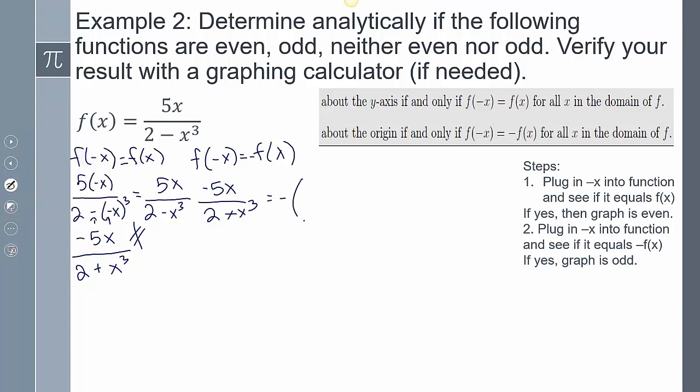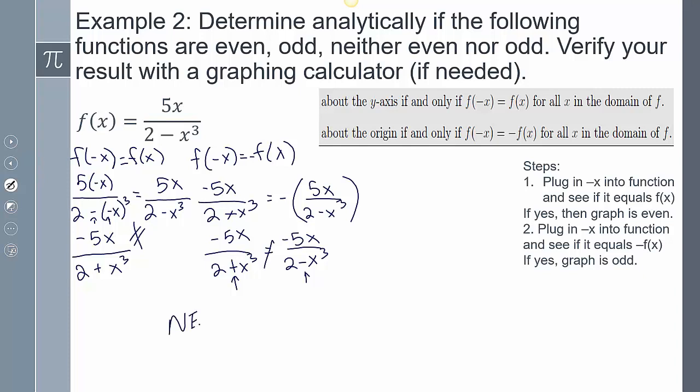So now does that equal negative f of x? So now simplifying this, I'm going to get negative 5x over 2 plus x cubed. Does that equal negative 5x over 2 minus x cubed? Now the thing here is, because this is a plus and this is a negative, they're not the same. So it's going to be neither. It's not odd and it's not even.